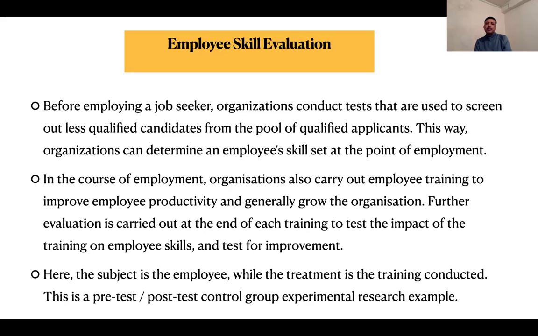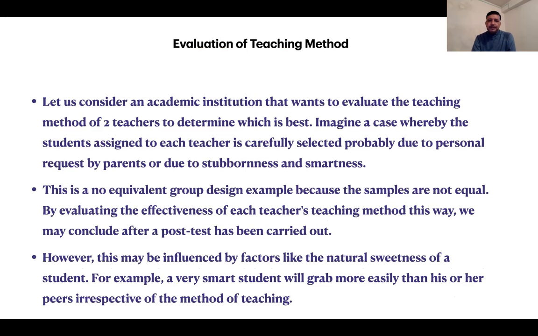In the course of employment, organizations also carry out employee training to improve the employees' productivity and generally grow the organization. Further evaluation is carried out at the end of each training to test the impact of the training on employee skills and test for improvement. Here, the subject is the employee, while the treatment is the training conducted. This is the pre-test, post-test control group experimental research example.